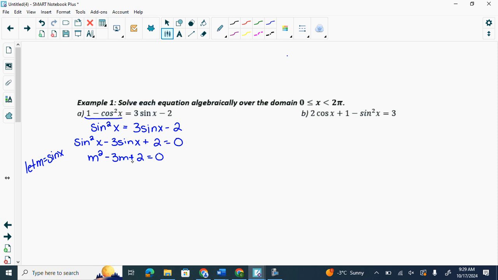And then what do I get for factors? So I get m equals 2 and m equals 1. Then I replace it back. Sine x equals 2. Sine x equals 1.